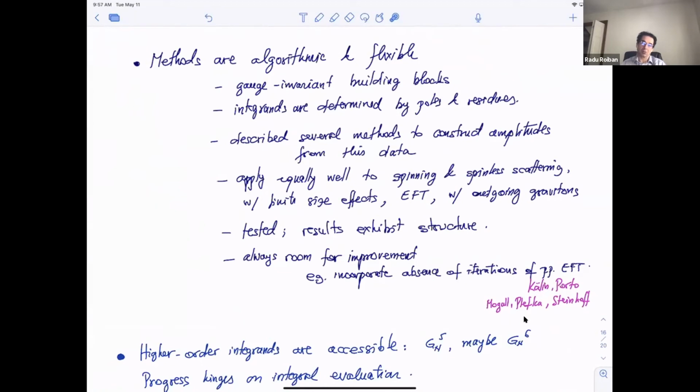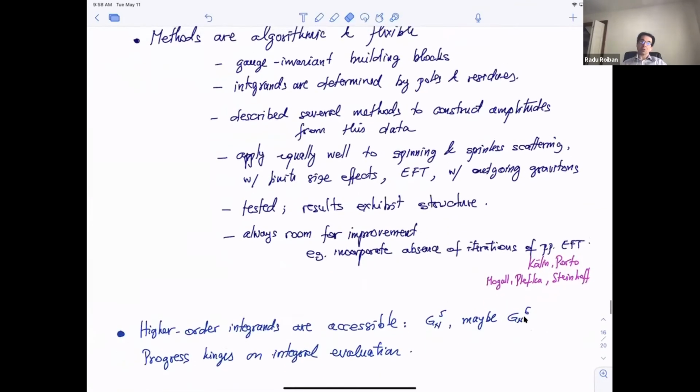And these methods apply equally well to spinless scattering, interaction of spinless bodies, or interaction of spinning bodies in the presence of finite size effects, without those, in effective field theories, and they also apply in the case of outgoing gravitons. These methods have been tested both in particle physics as well as in the context discussed here, in classical gravity calculations, where they did push the state of the art. And there's always room for improvement, and we are always keeping an eye out for sources of improvement. An example of that would be an incorporation of the absence of iterations in a point particle effective theory of Kalin and Porto and Mogul, Plewka, and Steinhoff.